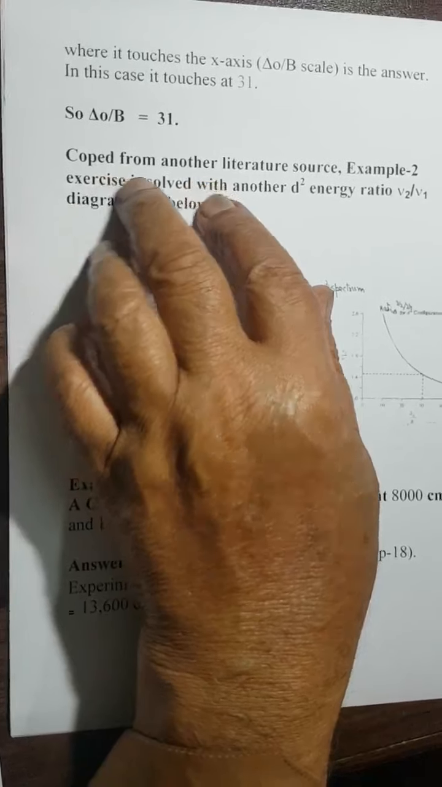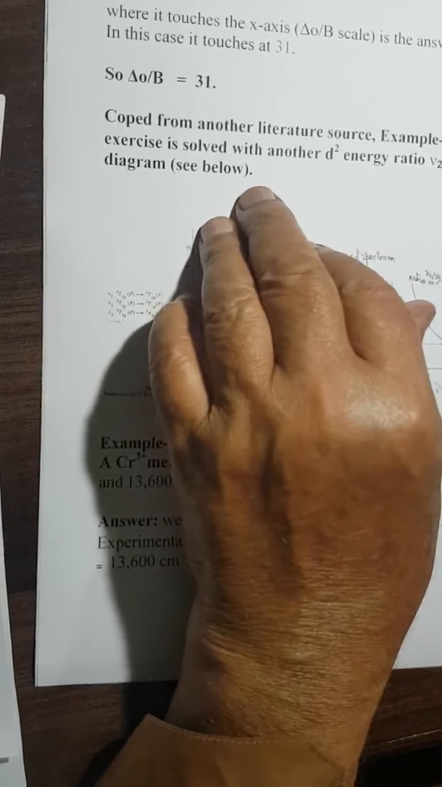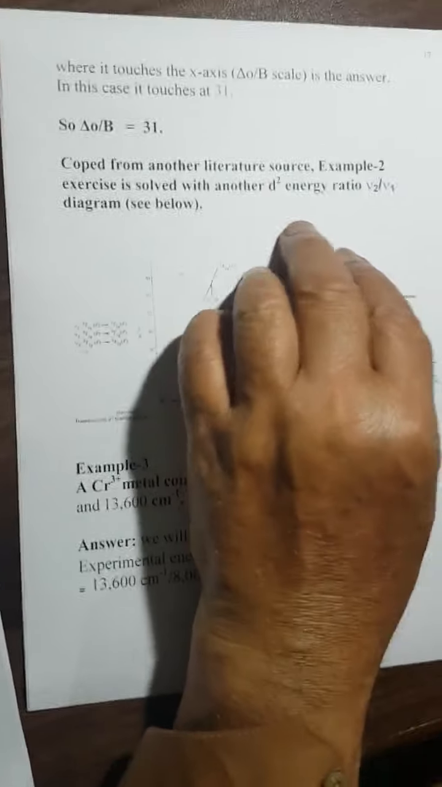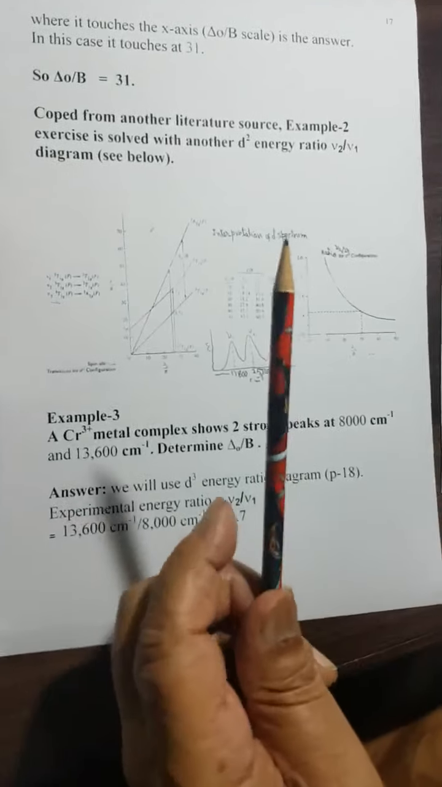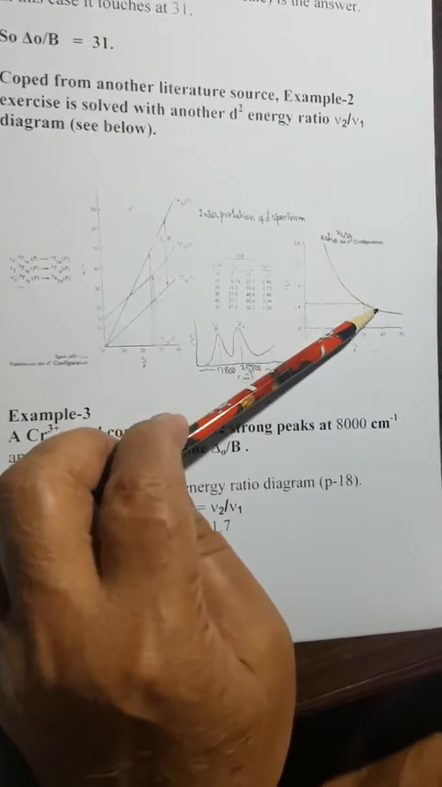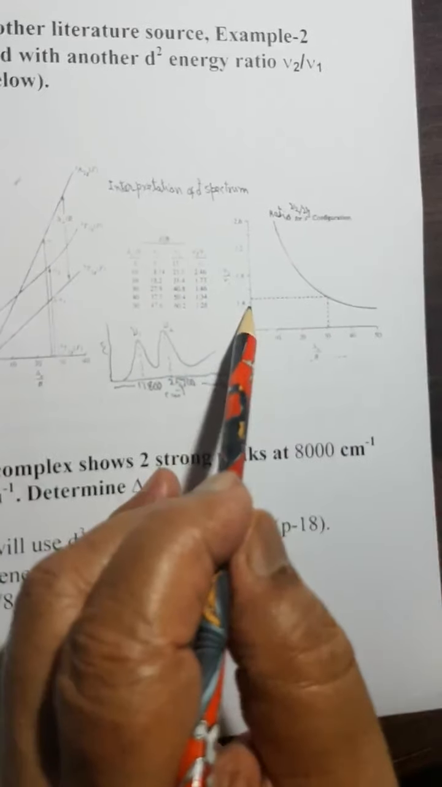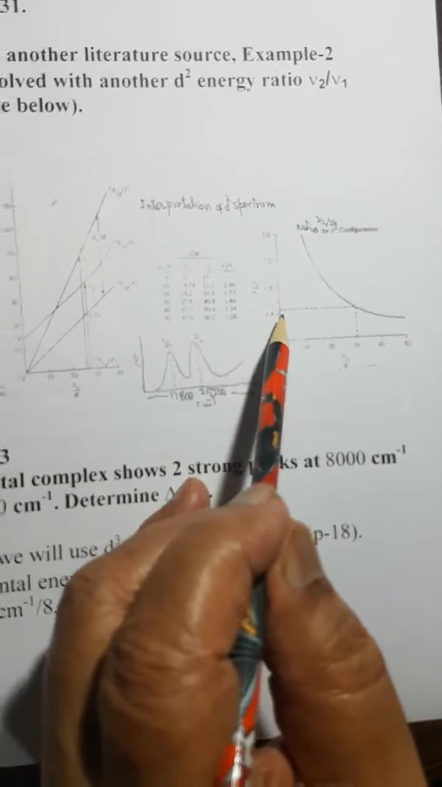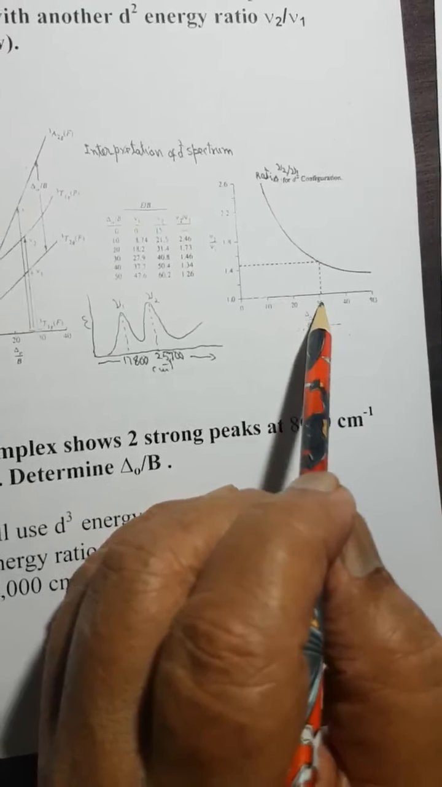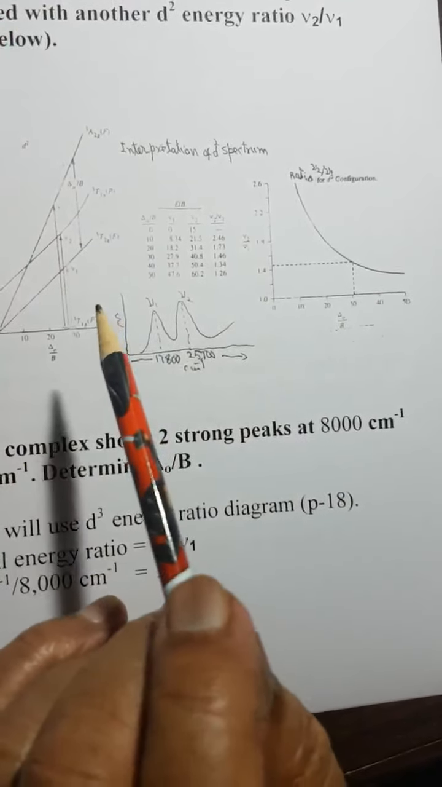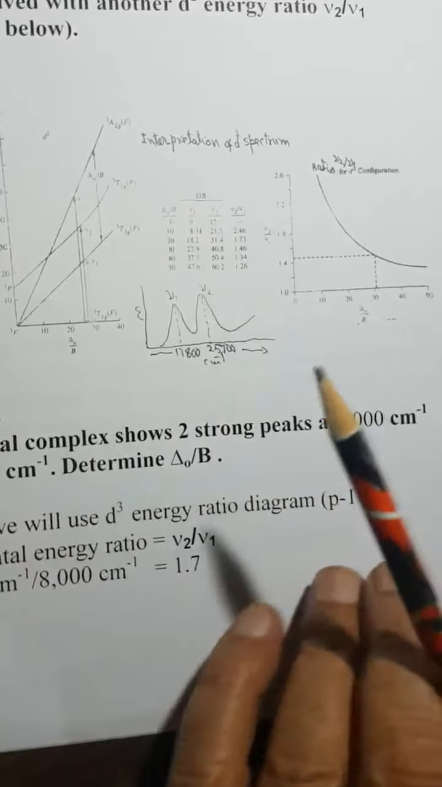Copied from another literature source, example 2 is solved with another D2 energy ratio diagram. Here is the energy ratio diagram. I have taken it from some other source. Again, what he did was he took 1.4, and this is 1.44, go right, come down, and this is 31, the same thing. He did it with the other method also, E over B, etc.